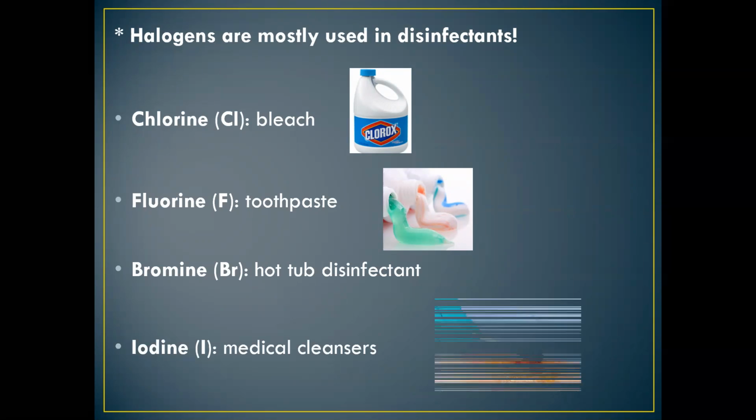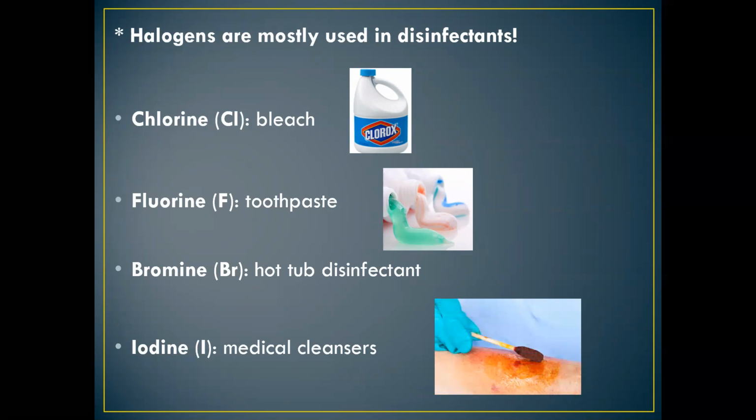And then iodine is used for medical disinfectants. If you've ever had surgery or given blood, they wipe this brownish, orangish liquid on you. That's a disinfectant for your skin. So in general, halogens are used in disinfectants.